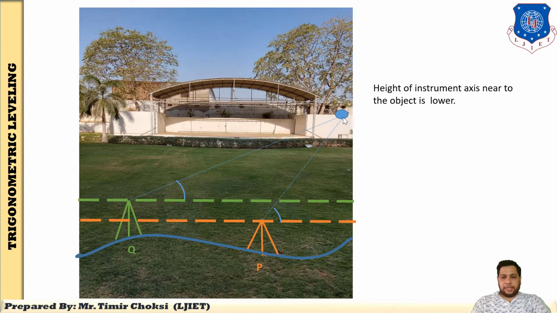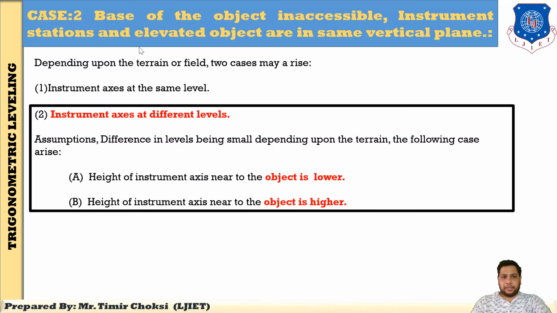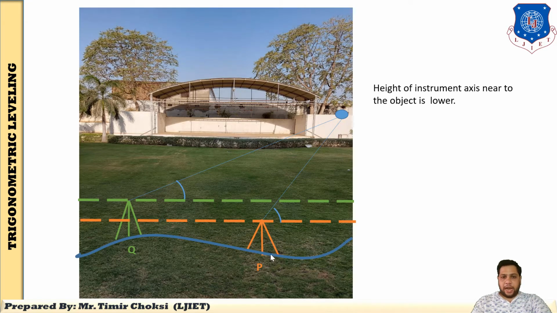You consider that this is our object, and you have to find the RL of this object. This is our ground profile, which is different from the previous session. Now you have taken two instruments. In the previous session, instruments P and Q were at the same level, but here clearly they are at different levels but in the same vertical plane, because our case is: base of the object is inaccessible, but instrument axis and elevated object are in the same vertical plane. The axis and height are different, but the vertical plane is the same. So here you have taken instruments P and Q.